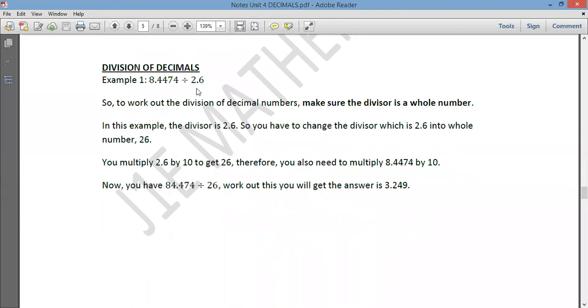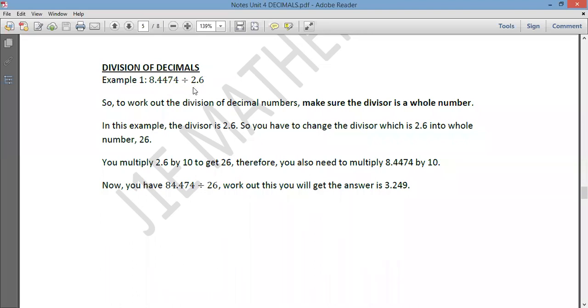Make sure the divisor is a whole number. Let's say your divisor is not a whole number like this one, so you have to change it into a whole number. You change it to 26 by moving the decimal point one step. The same thing you have to apply to the dividend, to be fair. Because you are compelled to change the divisor into a whole number, you move the decimal point one step, and the same thing applies here.